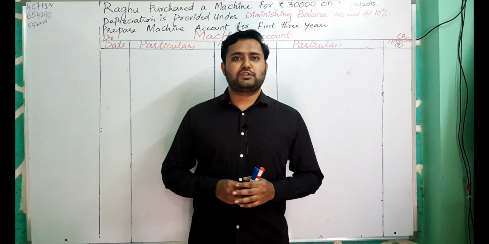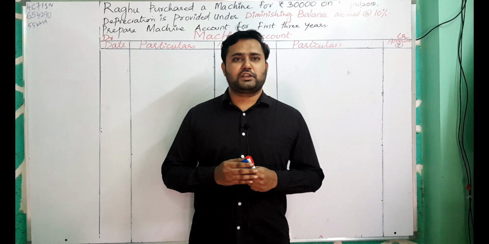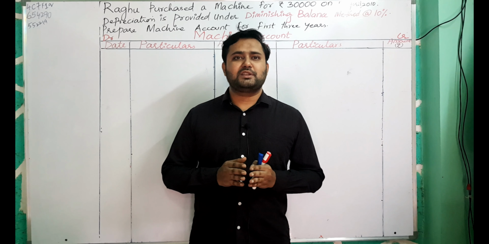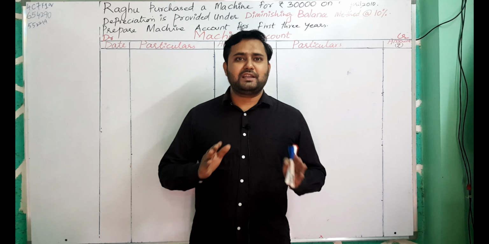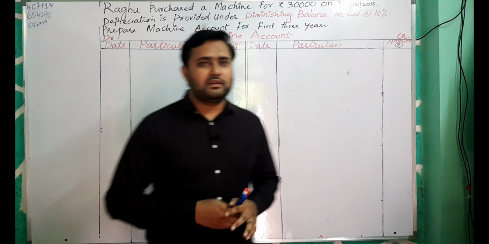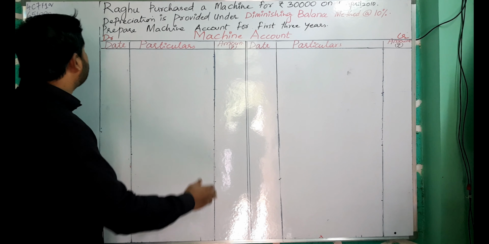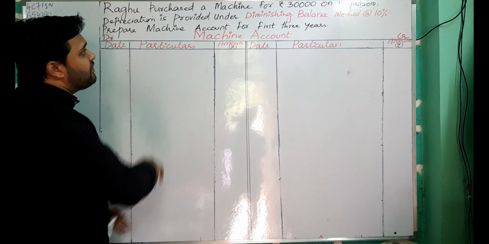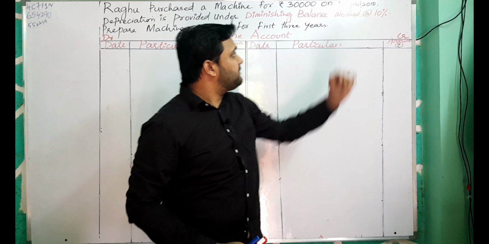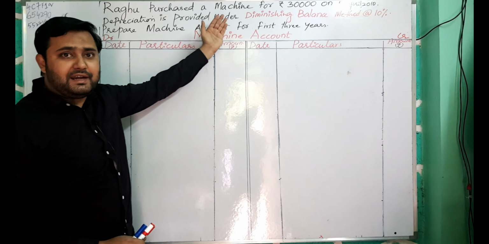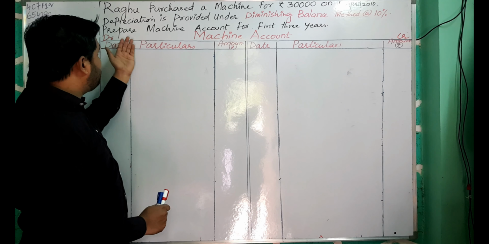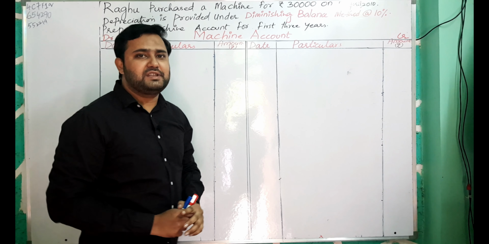Today we are going to discuss one of the problems from the depreciation account related to the diminishing balance method. Diminishing balance method is also known as reducing balance method or written down value method. So we'll see one problem today. The question might be asked like, Raghu purchased a machine for rupees 30,000 on 1st April 2010. Depreciation is provided under diminishing balance method at the rate of 10%. Prepare machine account for the first 3 years.